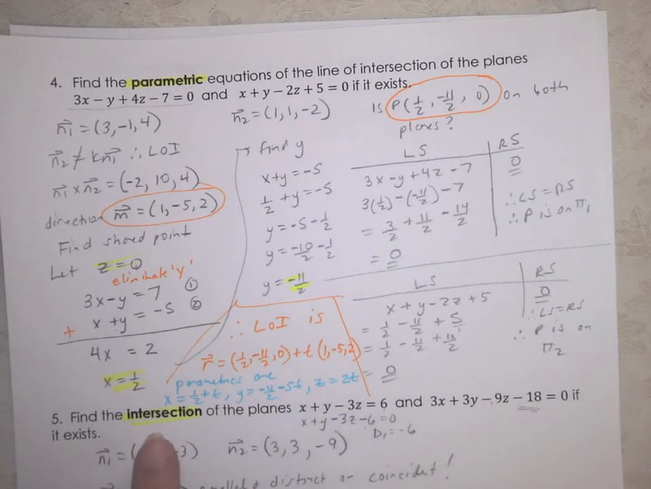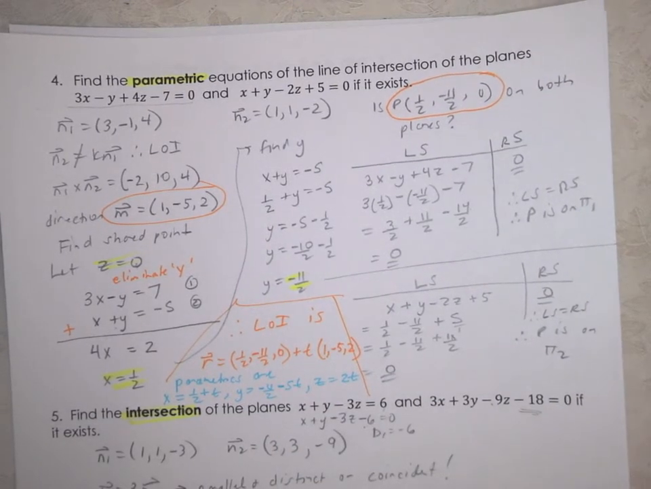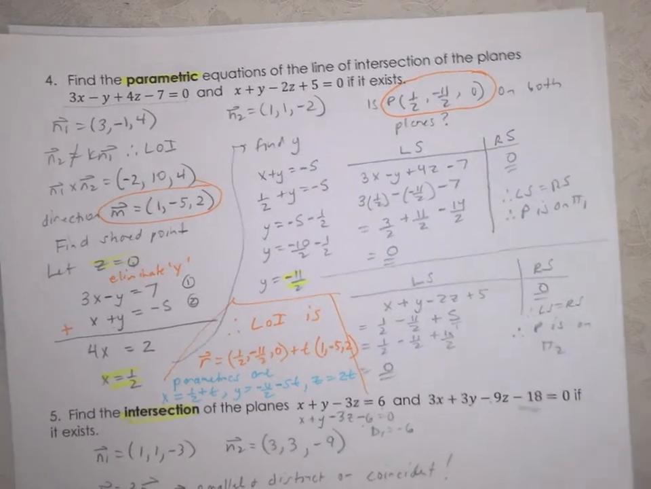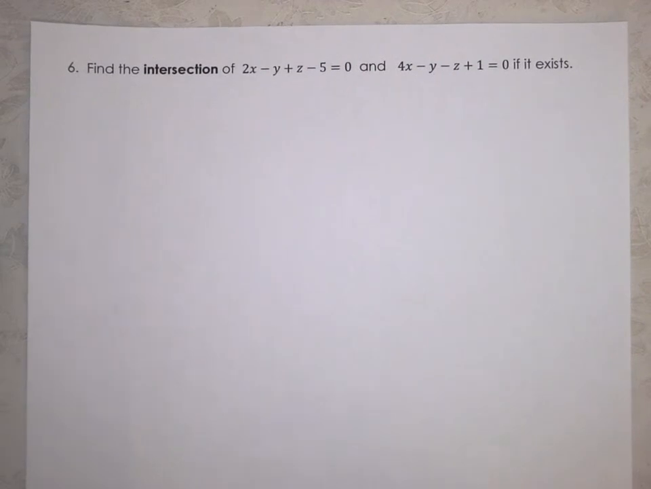So I forgot that when I read this, find the intersection, I remembered that we highlighted parametrics above. So once you have the vector equation, it's easy to get the parametrics. Okay, so our last question. Find the intersection of these two planes if it exists.